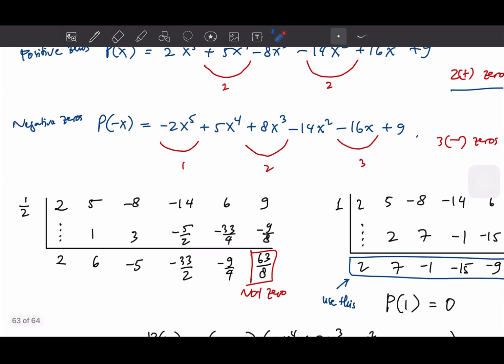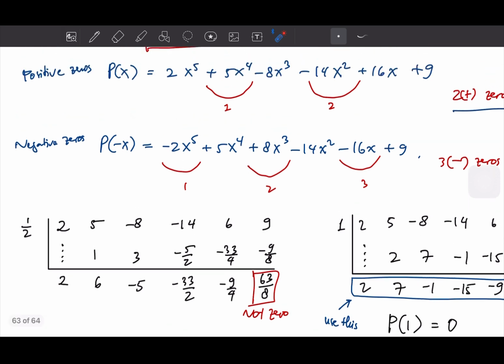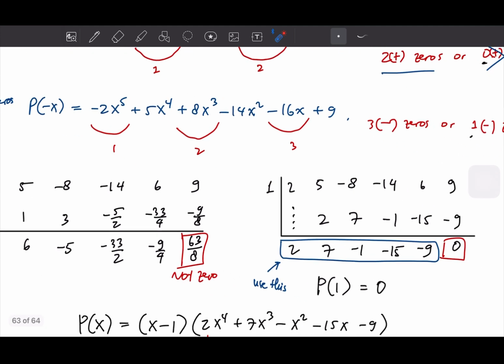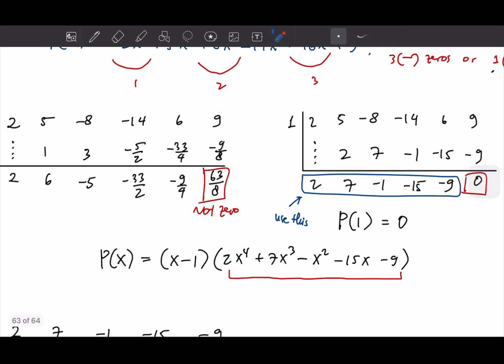Now we start one by one, take our time. So we start from the positive zeros. We take half and then one. And then for x equal 1, we get that it's going to be our 0. Then we are going to write a new form from our original equation. We could write x minus 1 and then 2x to the power 4 and so on and so forth. Now from these sections, we are going to evaluate this with synthetic division and find another zeros.